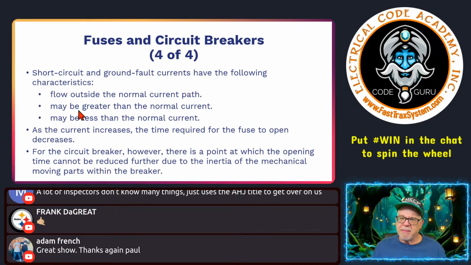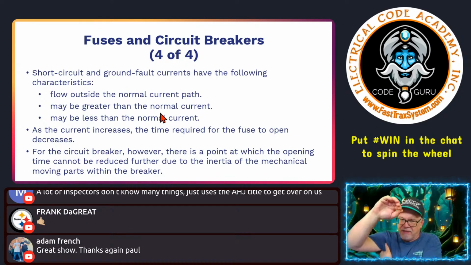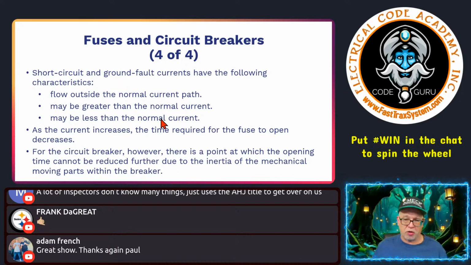Now, it may be greater than the normal current flow. Obviously, short circuit and ground faults could, but it may be less than the normal current flow. You could have a short circuit or ground fault that is delayed or not as impactful as it would be as a bolted fault, for example. So that would be one of the characteristics you have to be aware of.